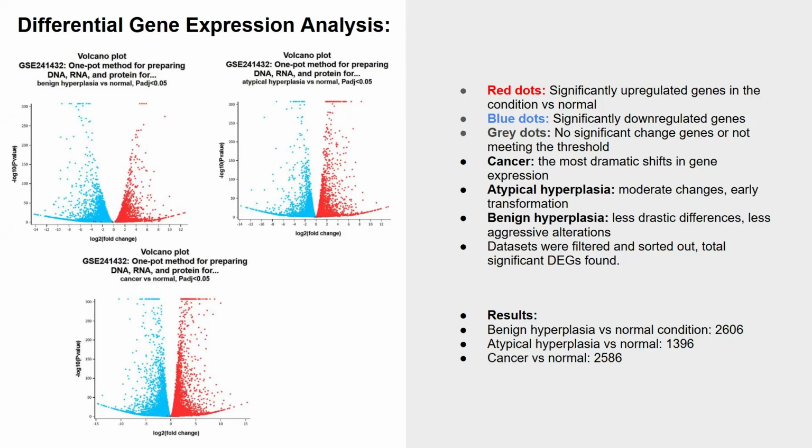Here, the number of significant genes or significant DEGs, which play a very important role in the transition of normal cells to cancer cells, were found. In benign hyperplasia versus normal condition, these were found around 2626. In atypical hyperplasia versus normal condition, these were around 1396. And in cancer versus normal condition, these were around 2586.